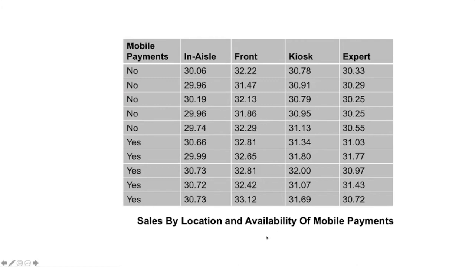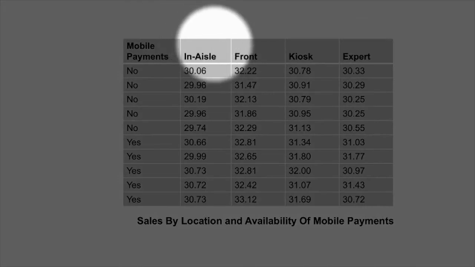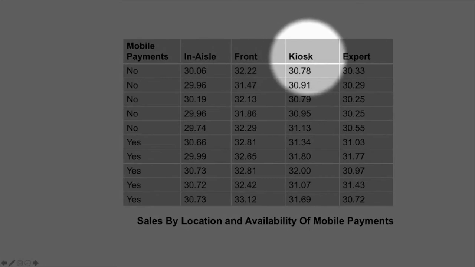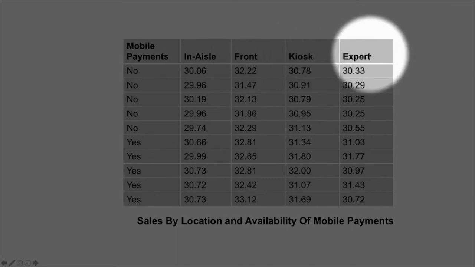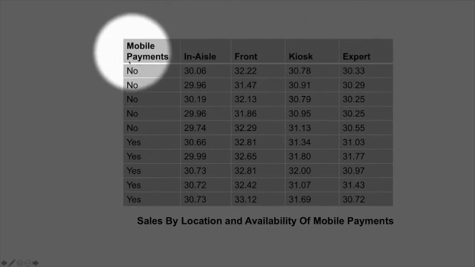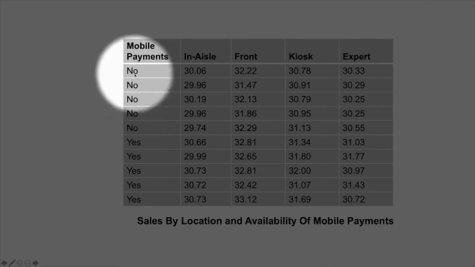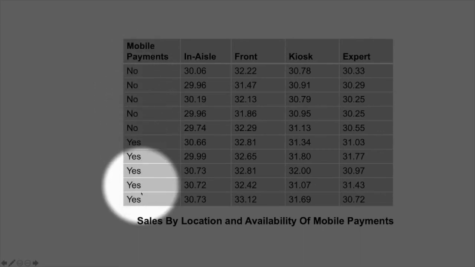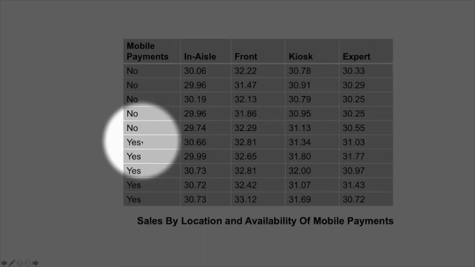Imagine this is the data on sales by location and availability of mobile payments. What does that mean? This is the kind of data that store designers might be interested in. Where in your store are you making the most sales? Is it in the aisles, in the front, at the kiosk, or with an expert? And does the availability of paying with your mobile phone affect the number of sales that you make?